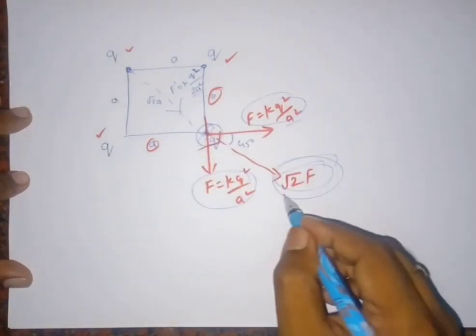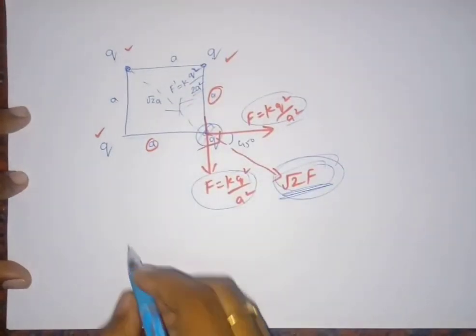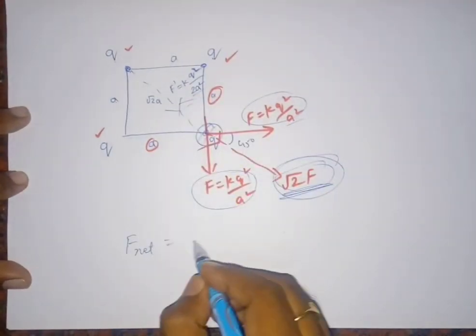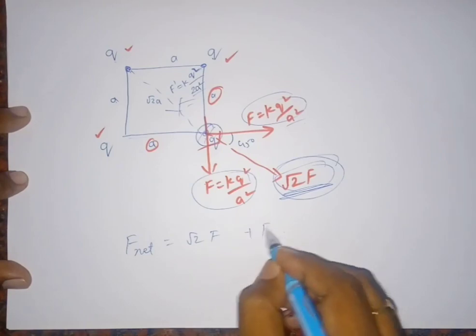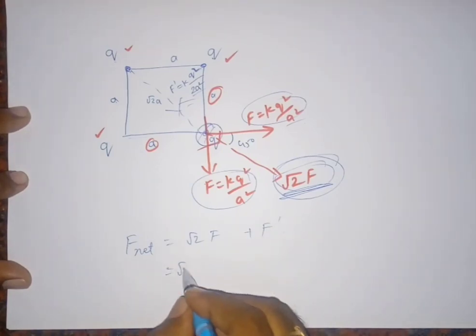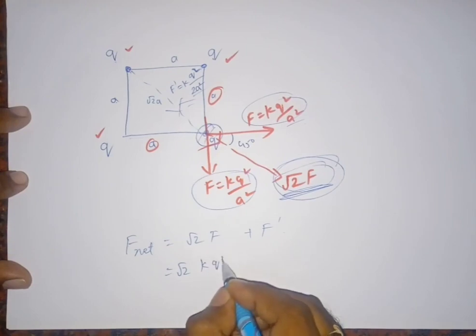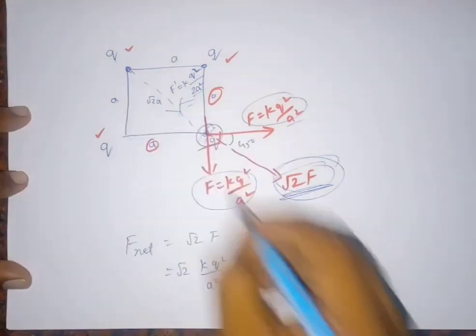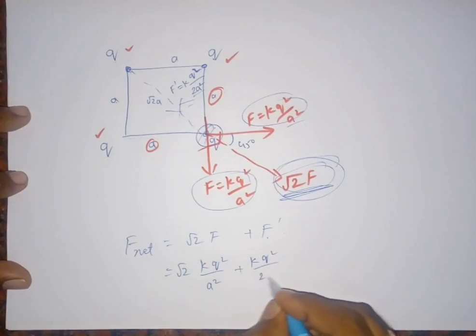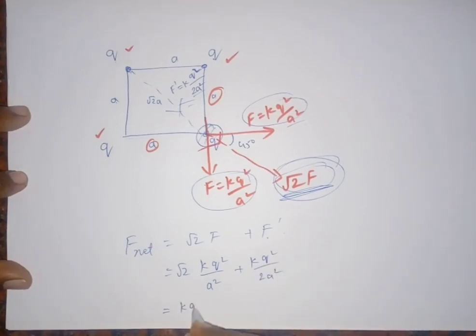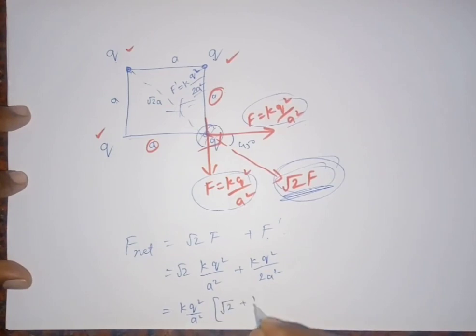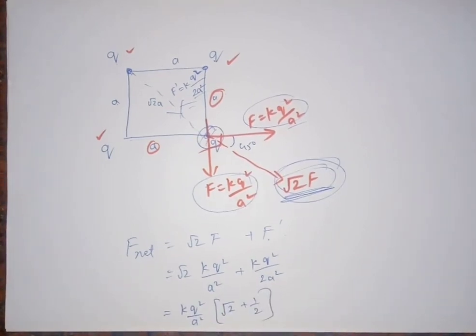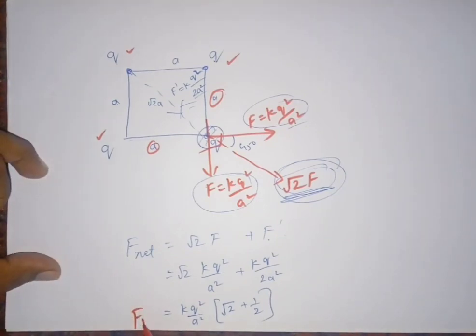But this root 2 F and this F dash are in the same direction, and hence we can simply add them by scalar method. So root 2 F means kq square by a square, F prime is kq square by 2a square. So taking kq square by a square common, you get root 2 plus 1 by 2. That's what we get. Now this is the net force.